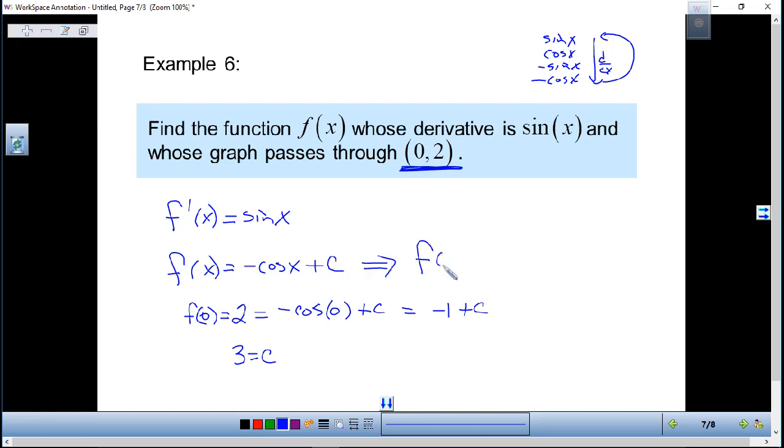So that means that up here, I can now take my function that I found, and I can actually write the specific solution to this: negative cosine x plus 3. So this is the solution of this problem right here. It's the function that if I take its derivative, it's sine x, and if I were to graph this thing right here, it's going to pass through the point (0, 2).